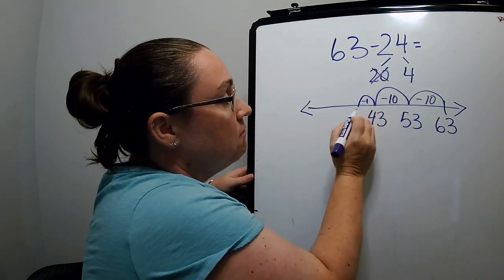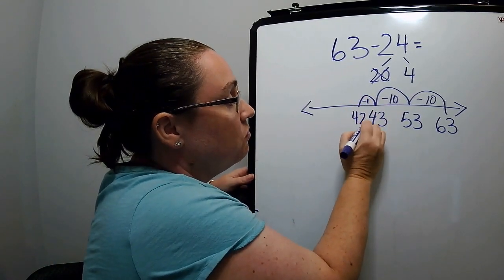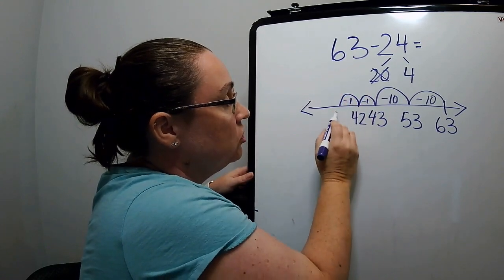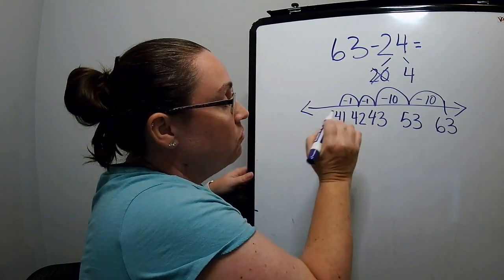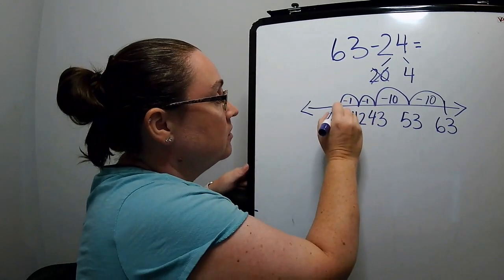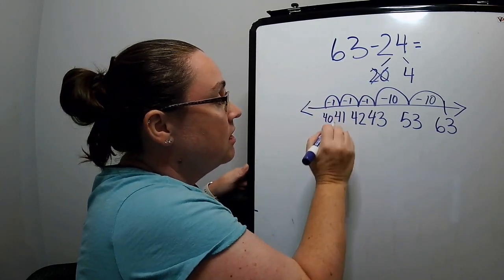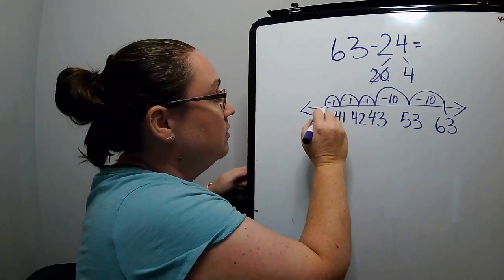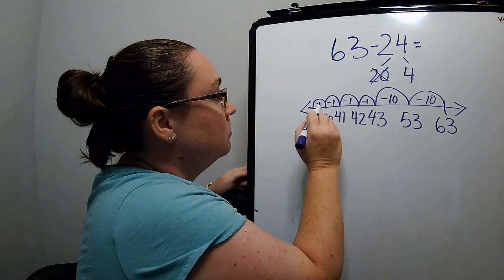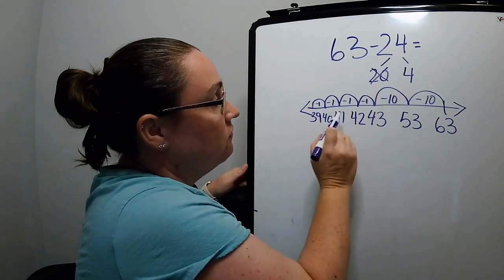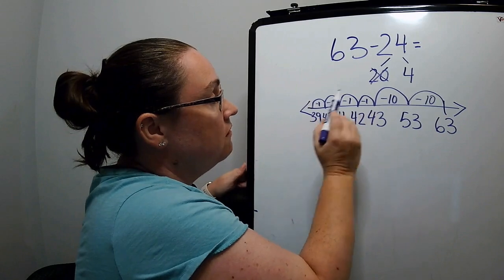So 43 minus 1 is 42. Subtract another one. 42 minus 1 is 41. Subtract another one. 41 minus 1 is 40. And then subtract that last one. 40 minus 1 is 39. Did I subtract 4? 1, 2, 3, 4.